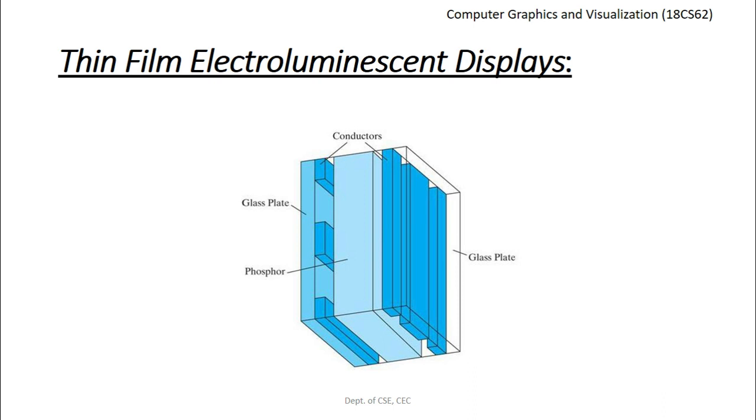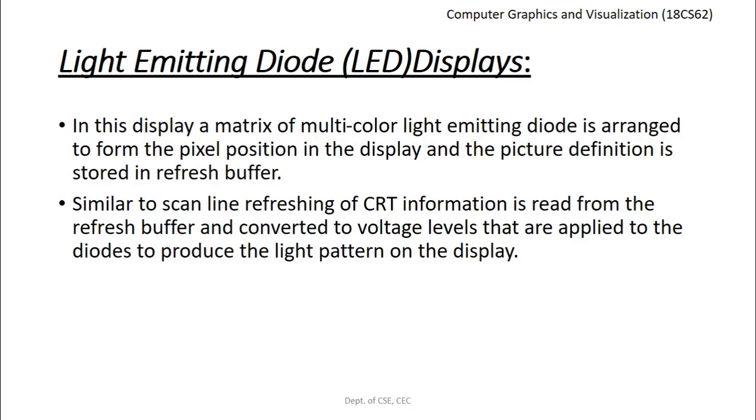It requires more power than the plasma panel. So thin film electroluminescent displays consume more power when compared to plasma panel displays. In this, good color and grey scale is difficult to achieve. It's very difficult to achieve grey colors in these thin film electroluminescent displays. The next type of display that we have is the LED display, or light emitting diode display. In these LED displays, a matrix of multicolored light emitting diodes is arranged to form the pixel positions in the display, and picture definition is stored in the refresh buffer.